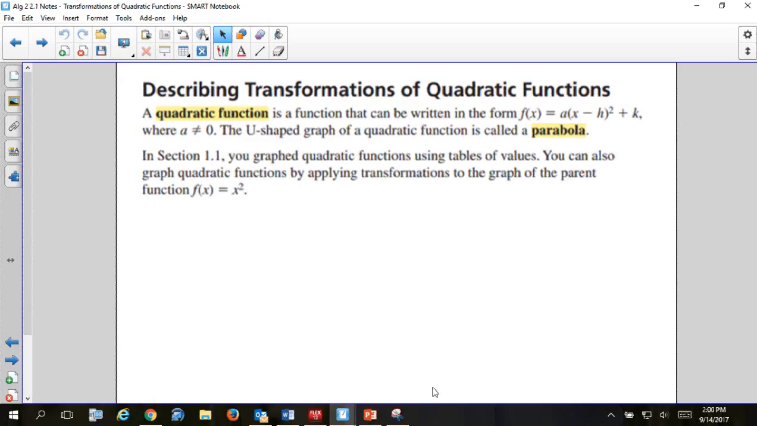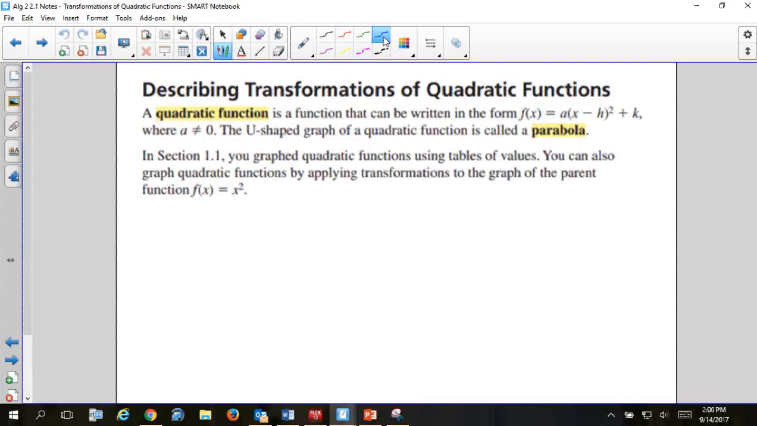Okay, so this whole chapter we're talking about quadratic functions. And the U shape itself, I've said the word parabola a few times, but there's the word parabola, if you want to spell it correctly. That's what the graph itself is called. So like a linear equation is called a line, a quadratic equation we call a parabola.